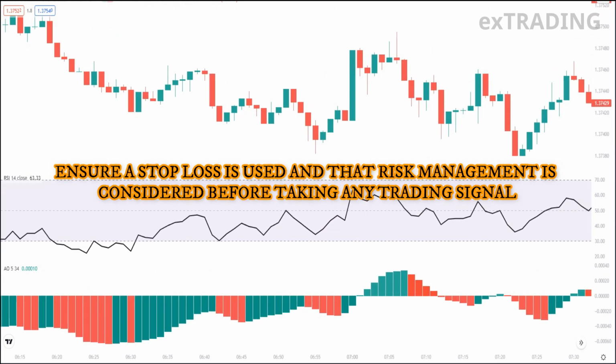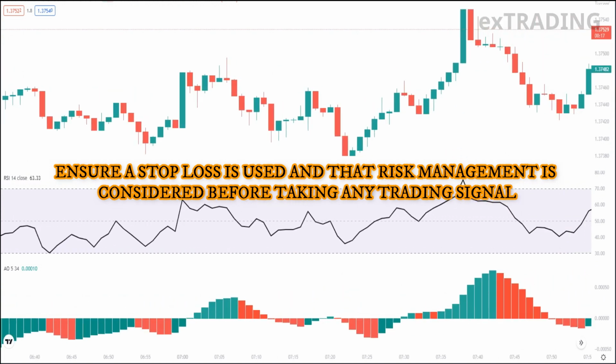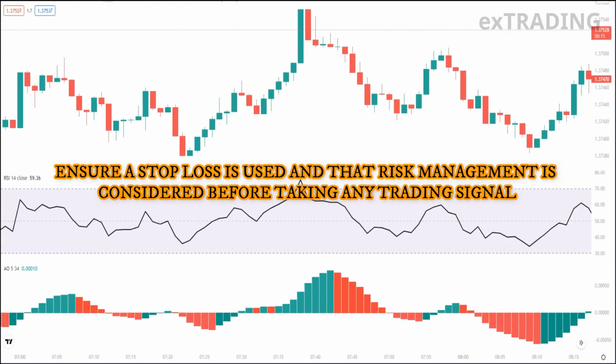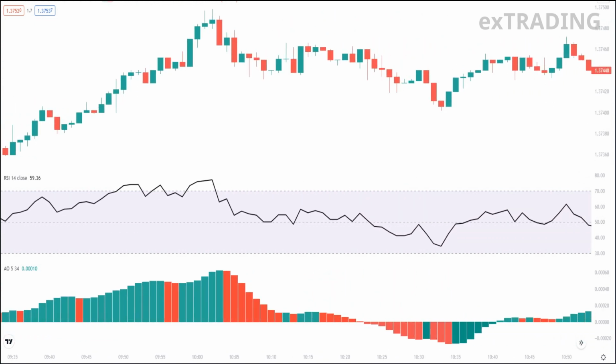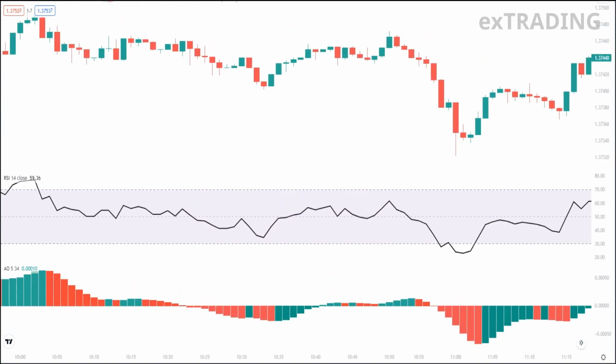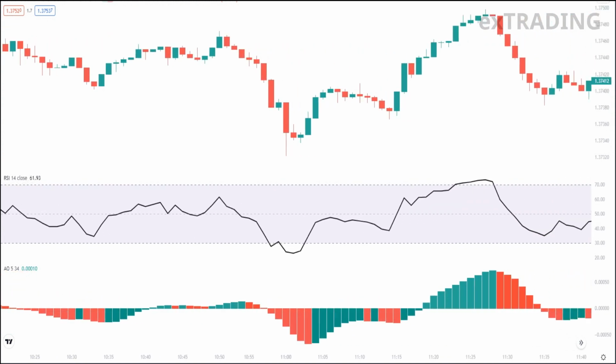Regardless of your approach, ensure a stop loss is used and that risk management is considered before taking any trading signal. Now that you've understood the background, let's get straight into actual rules of how to trade the relative strength index with awesome oscillator.